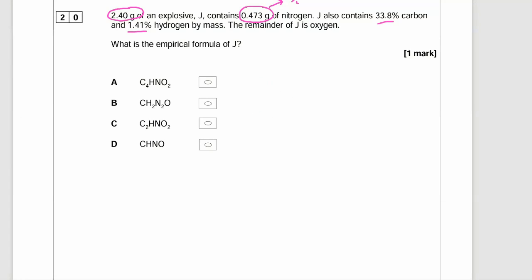Oh gosh, it's getting late. I'm doing it by 100. Right, let me do this again. 0.473 grams divided by 2.4 times 100. This is converting the nitrogen into percentage just because they've been a bummer and they've given me the other elements as a percentage. So I'm trying to get them all into the same unit.